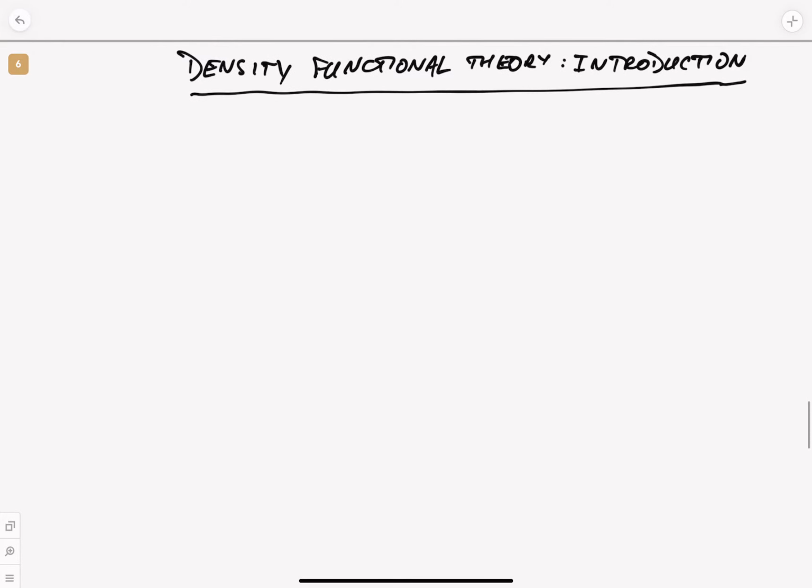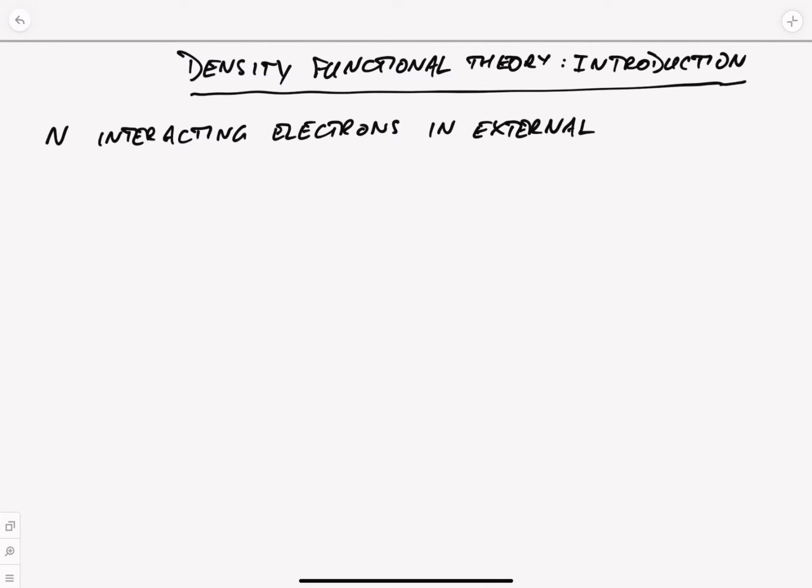This first video is an introduction to the key ideas that underlie density functional theory. As a reminder, we're seeking the ground state for n interacting electrons. Though of course this is not something that can be done exactly, so we're going to want to find approximate ways of doing that. And these electrons are in an external field which is represented by the potential V of R.